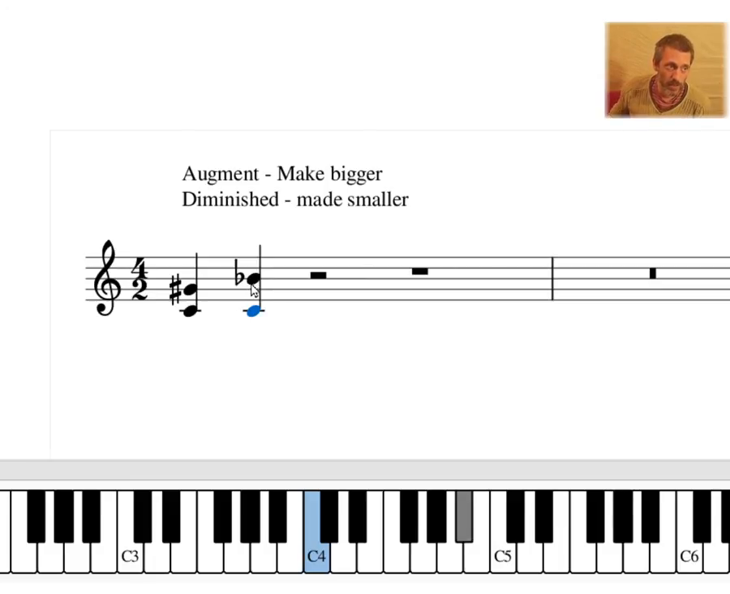But if we respelled it, and instead of having it as B flat, we called it A sharp, even though they're the same distance apart, this time we're going 1, 2, 3, 4, 5, 6, and we've stretched our sixth. So therefore that would be an augmented sixth.